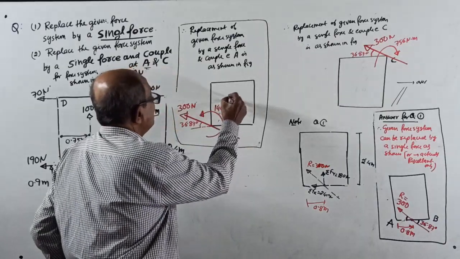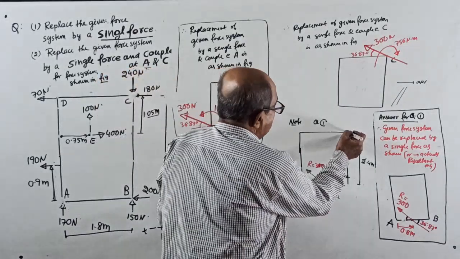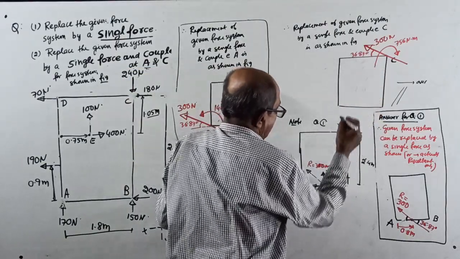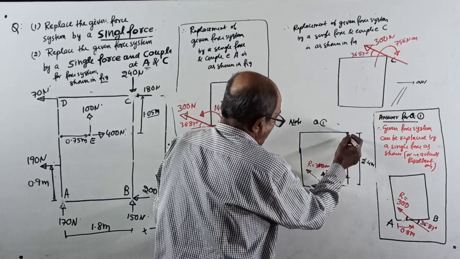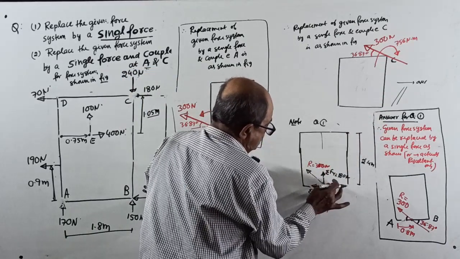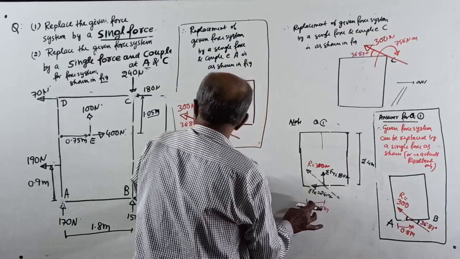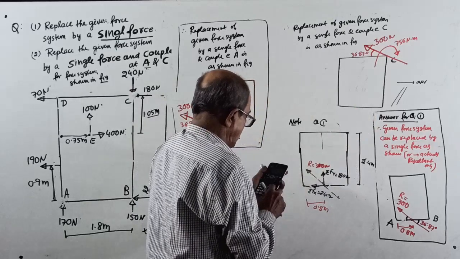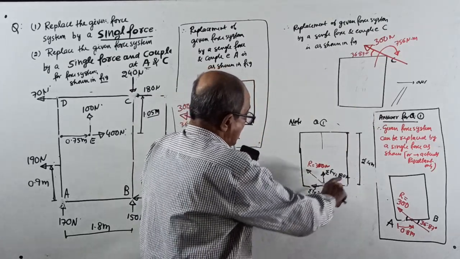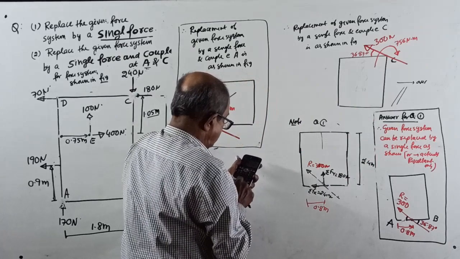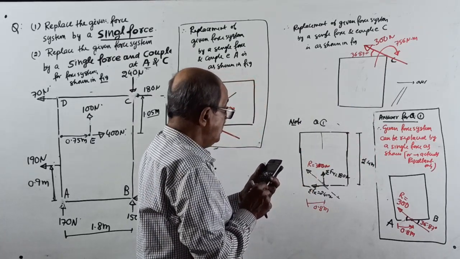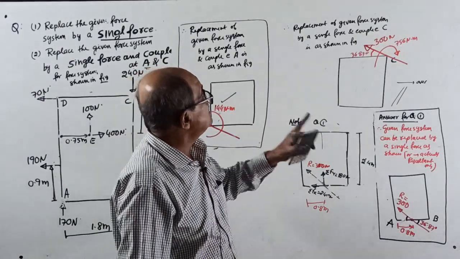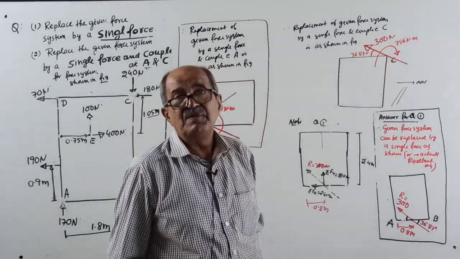Or if you want to replace here, shift the force here. Then take moment of these two about this point. It is 180 into this distance. If it is 0.8, total is 1.8. This is 1. It is plus 180 into 1. Also plus 240 into 2.4. I am going to press the equal button now. It has to come clockwise 756.